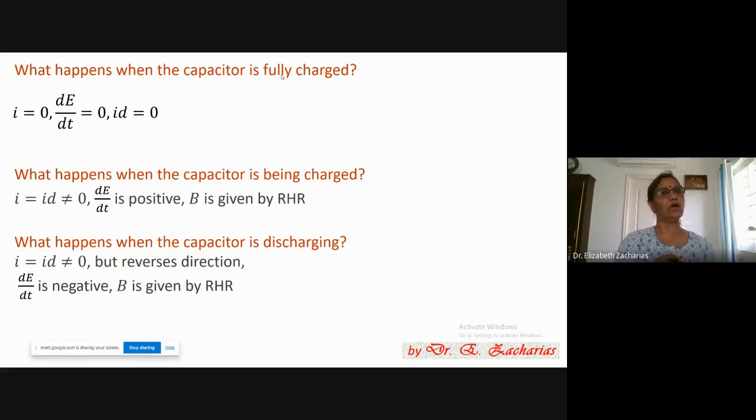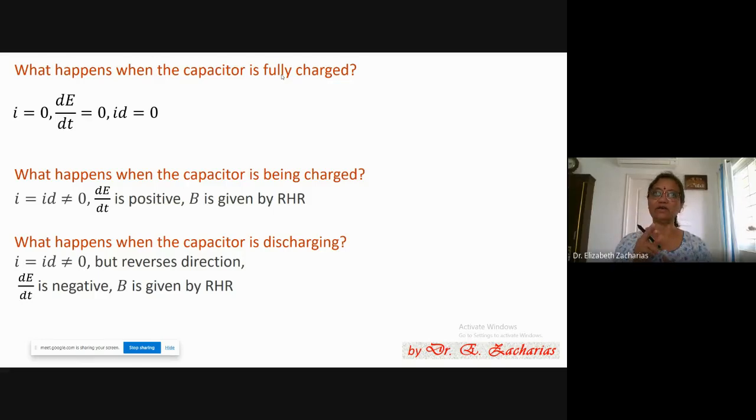Similarly, you can discuss the situation when you are charging. When you are charging, there is a current. Electric field is increasing as a function of time. D phi E by dt is positive. Then use your right hand rule to get your B. Now, what happens when there is discharging? When discharging is happening, you are allowing the positive and the separated charges to combine. Combining means the electrons will now start flowing in the opposite direction, so the current is in the opposite direction compared to the charging current.